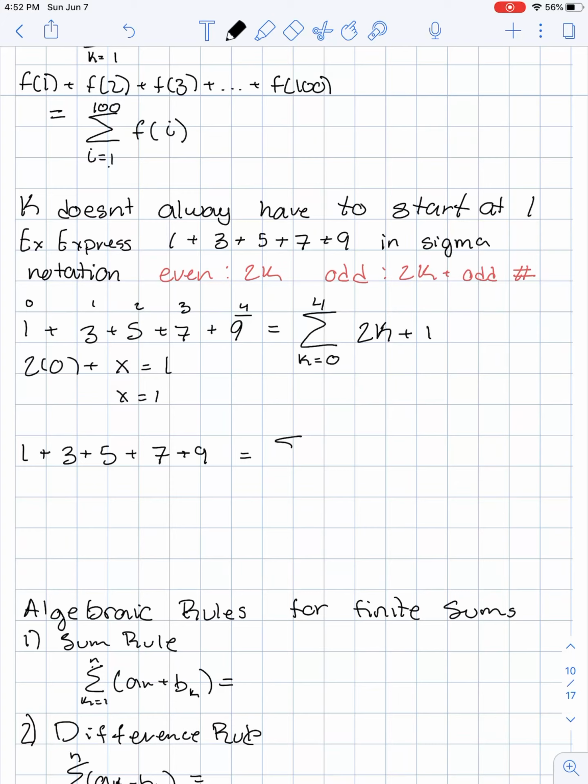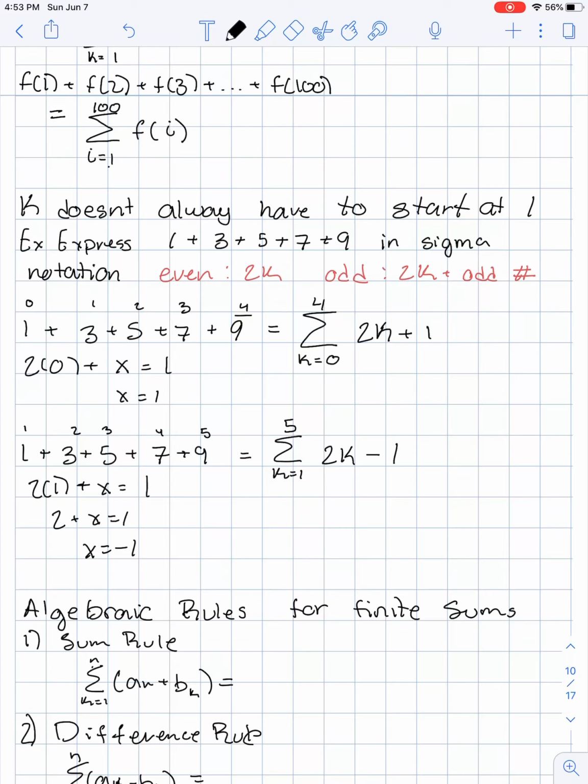There are 5 terms, but k has to go all the way up to 4. Okay? If I wanted to do k equals 1, I would have to do 2k, and I want that first term when k equals 1 to equal 1. So 2 plus x equals 1, so x equals negative 1. So this is going to be minus 1. And then, since this starts at k equals 1, this is 1, 2, 3, 4, and 5, so my top number is 5.